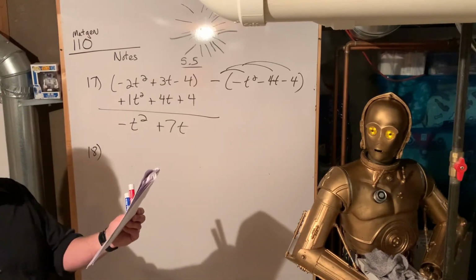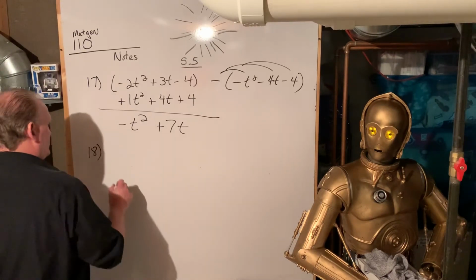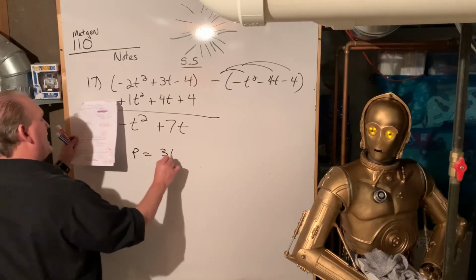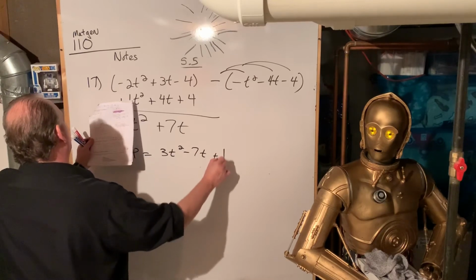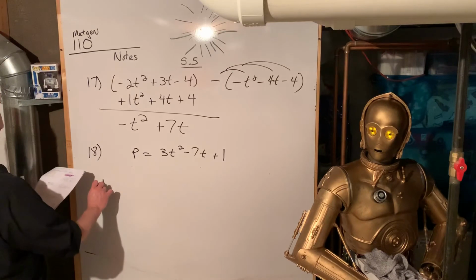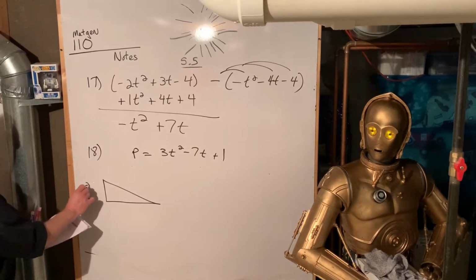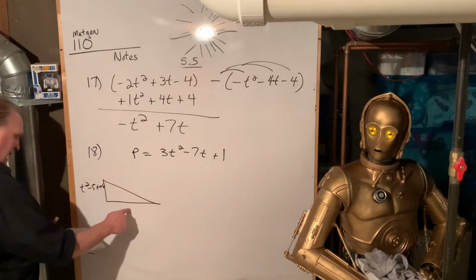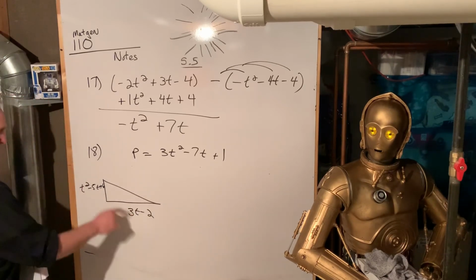And then number 18, if the perimeter of a triangle is 3t squared minus 7t, find the missing side. Okay, so this is weird because they gave us the perimeter. Remember, perimeter is adding up all three sides. So if this is the perimeter, and they give us two sides, what we're going to do is take this side, t squared minus 5t plus 6, and add it to this side, 3t minus 2. We're going to add those two together.